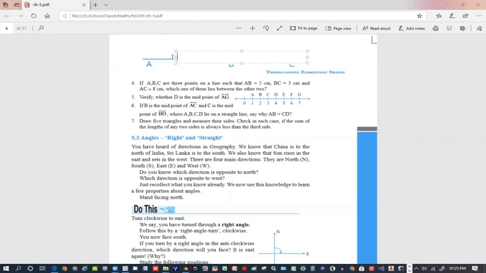So this is 5, this is 3, and AC is given 8. So total this is 8, all units in centimeter. So which one is in between the other 2 points? Which point lies in between the other two? So B lies in between A and C.